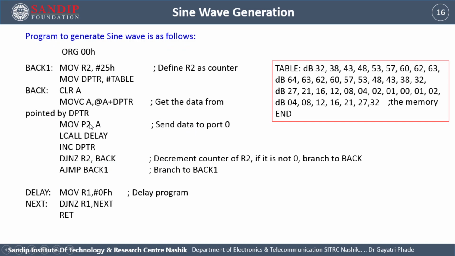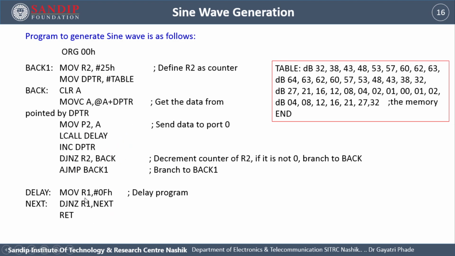Port 2 is connected to the DAC, and the DAC will give the analog signal related to this particular data. Call delay, INC DPTR. With INC DPTR we will be at the next byte. Do it continuously for 25 values, taking it from the lookup table, sending it to the accumulator, and from the accumulator to port 2, from port 2 to the DAC, and from the DAC to the scope that is connected. We will be getting the sine wave as per the previous discussion.